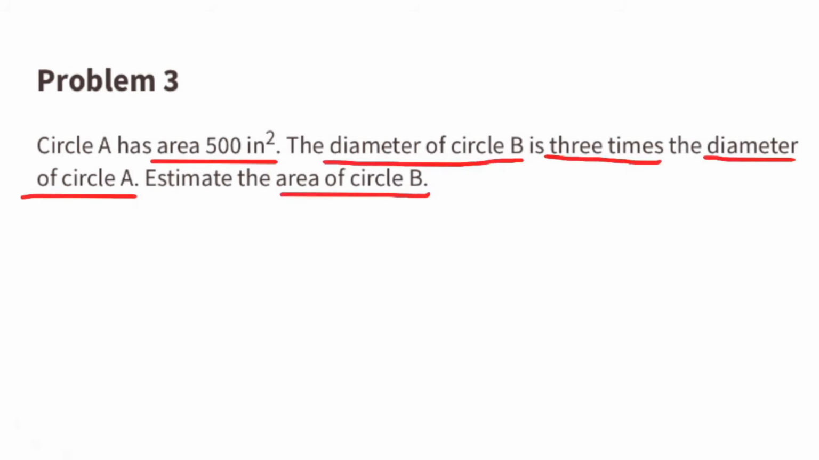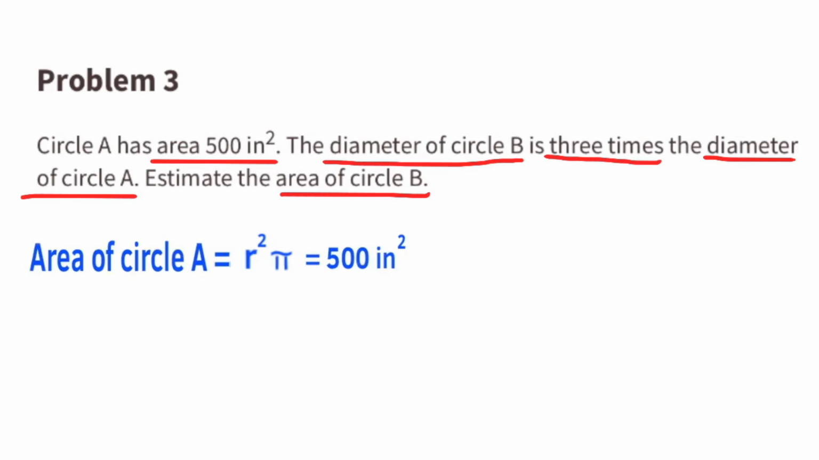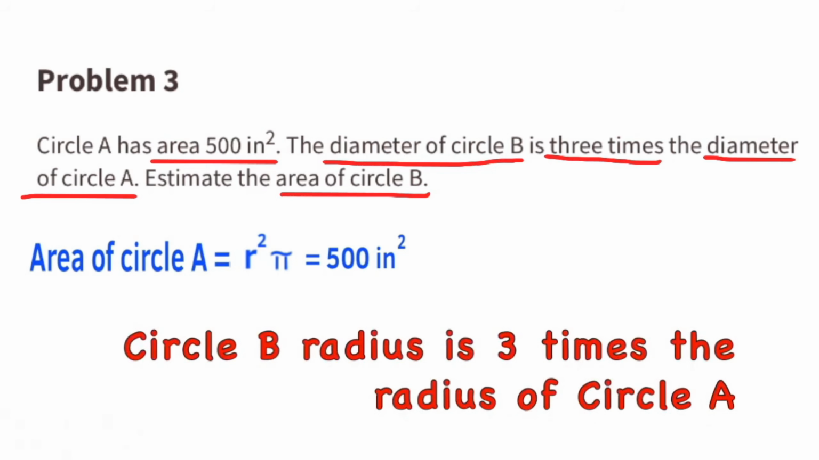Circle A has area 500 inches squared. The diameter of circle B is 3 times the diameter of circle A. Estimate the area of circle B. The area of circle A equals the radius squared times pi. So we know that the radius squared times pi equals 500 inches squared because they told us that circle A has an area of 500 inches squared. If circle B's diameter is 3 times greater than circle A's diameter, then that means circle B's radius is also 3 times greater than circle A's radius.